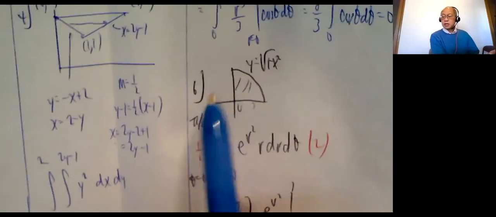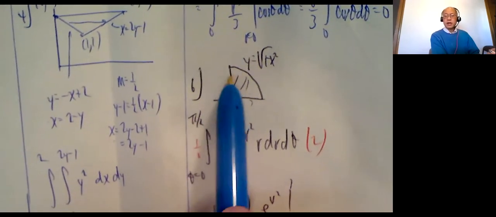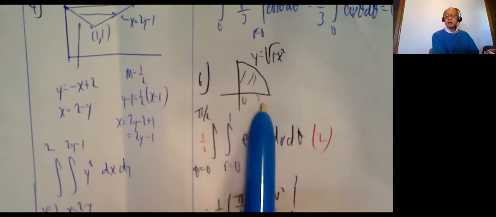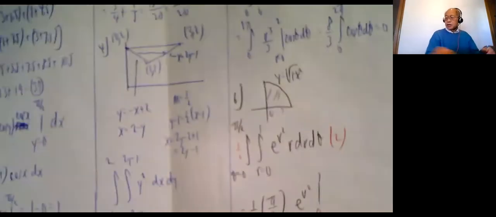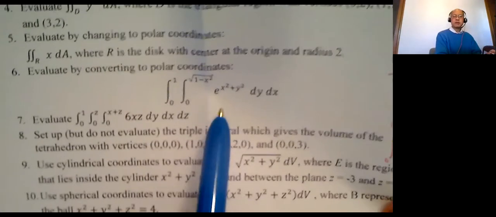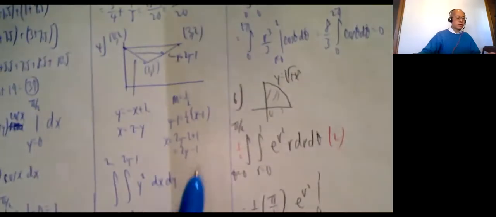Okay, number 6, y equals radical 1 minus x squared from 0 to 1. Okay, integrand is e to the x squared plus y squared, which is e to the r squared. Then in polar coordinates, it's r dr d theta.